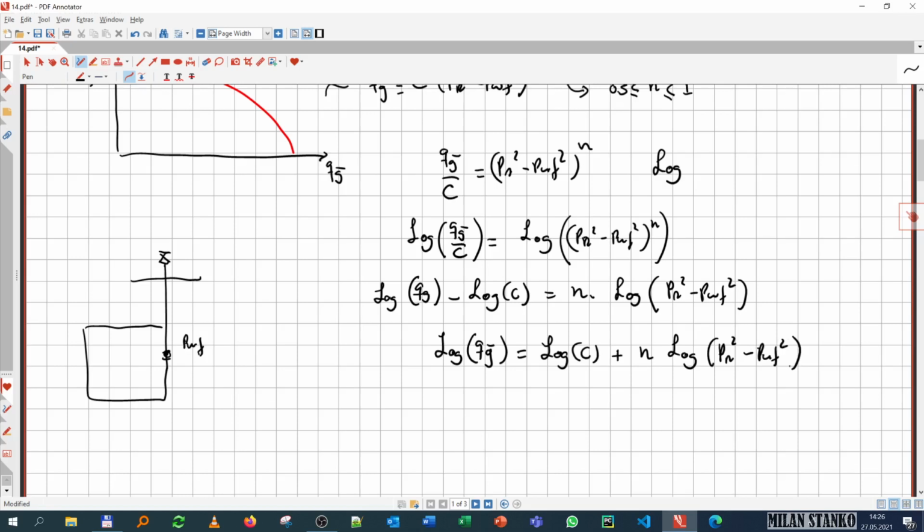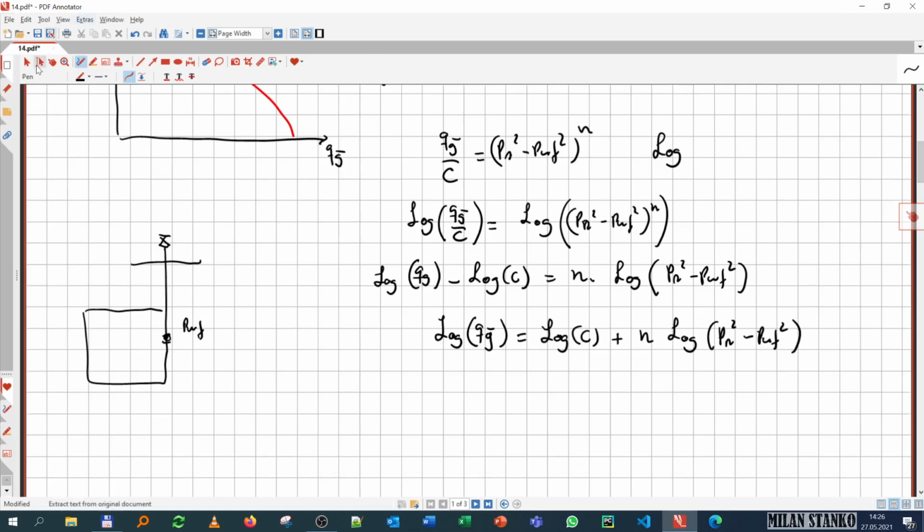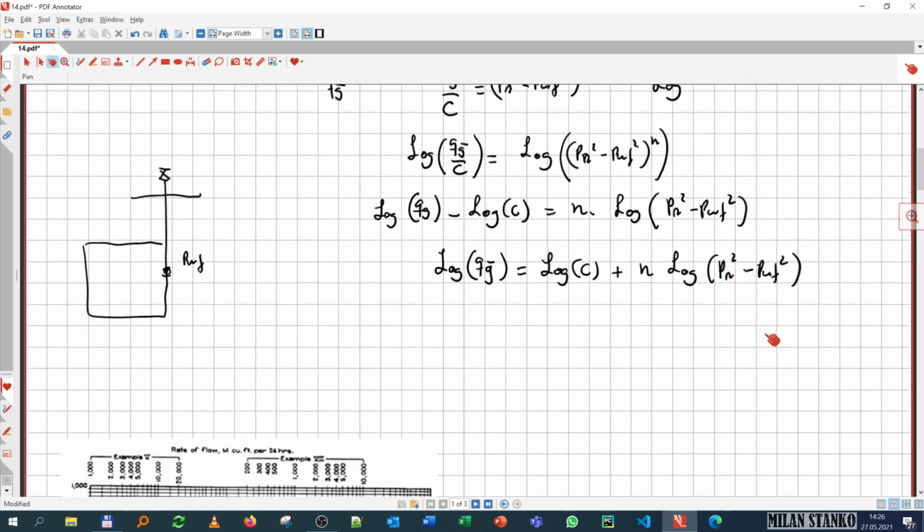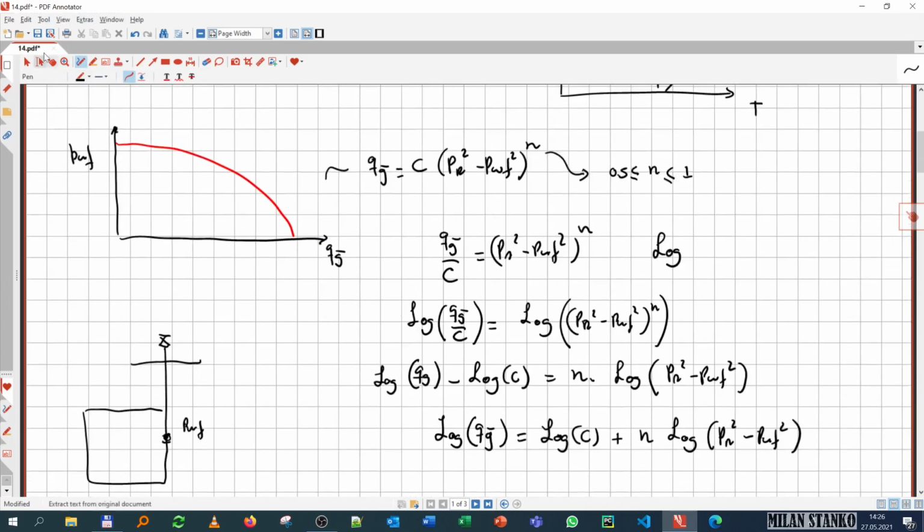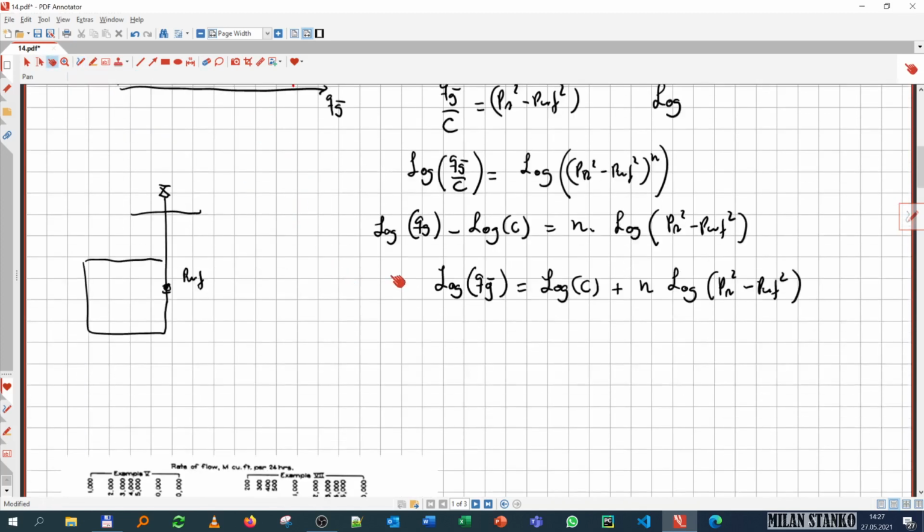So it's the difference of the squares of the pressures. And if you plot that equation, which is essentially the same equation that I'm showing up here, this curve equation, it gives you something like that.